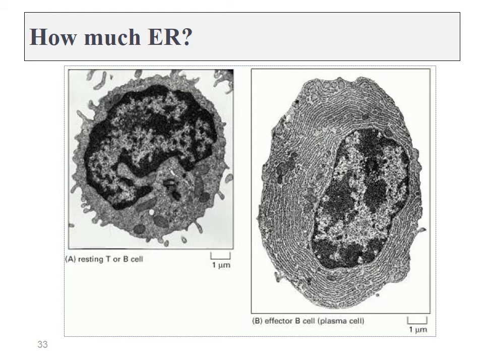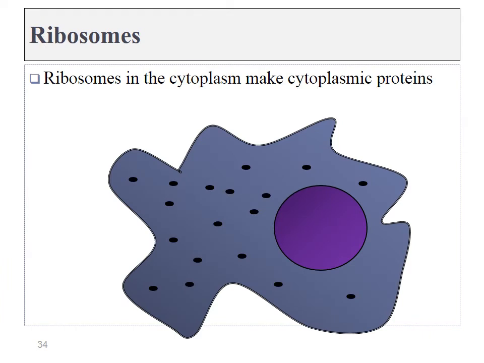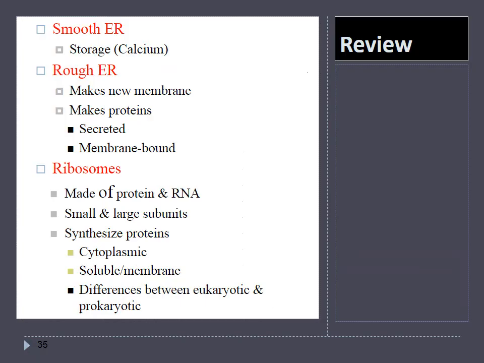Here are two pictures of a B cell at two different times in its lifespan. On the left is the naive B cell, and on the right is when the B cell is activated. You can see a huge increase in the amount of rough endoplasmic reticulum, and that's because this activated B cell has just one job, which is to secrete proteins called antibodies. There are also ribosomes just floating in the cytoplasm. These will synthesize proteins that remain within the cell. So that's the endoplasmic reticulum and ribosomes.